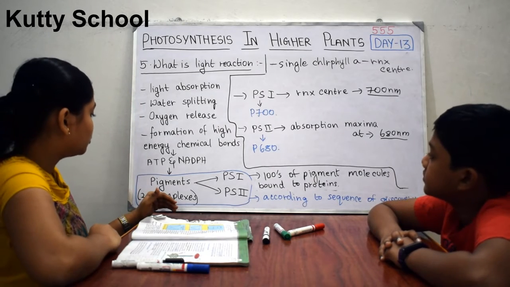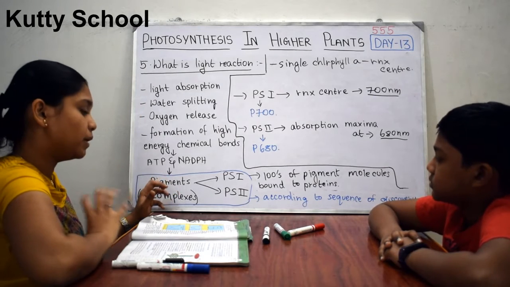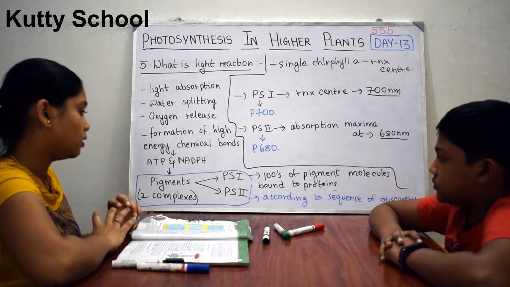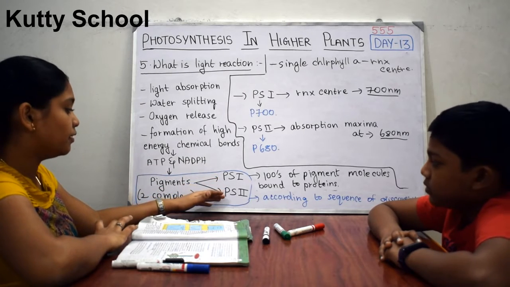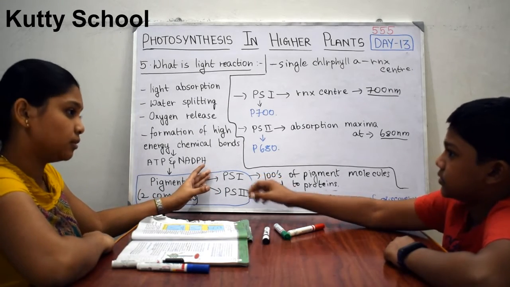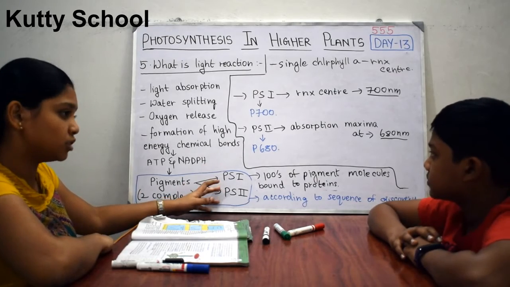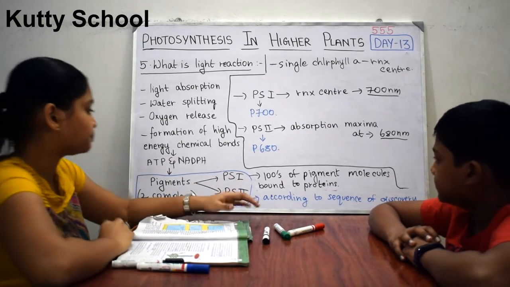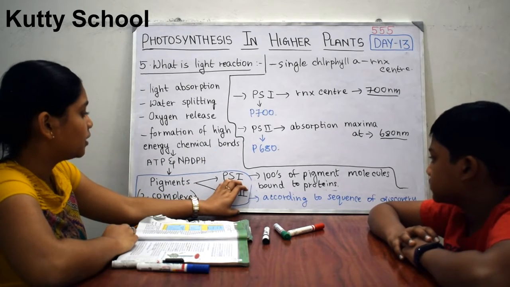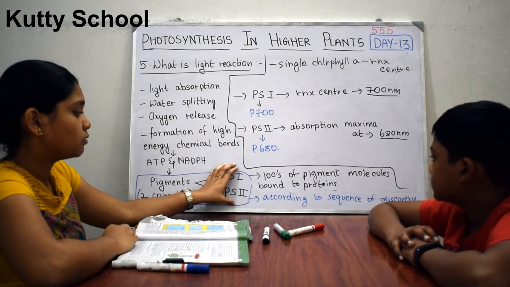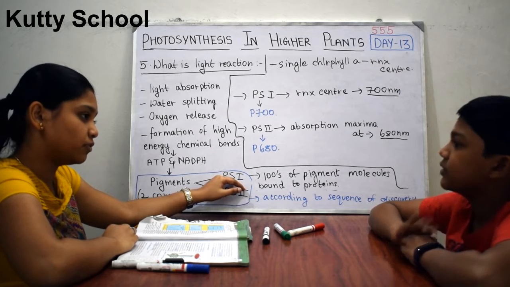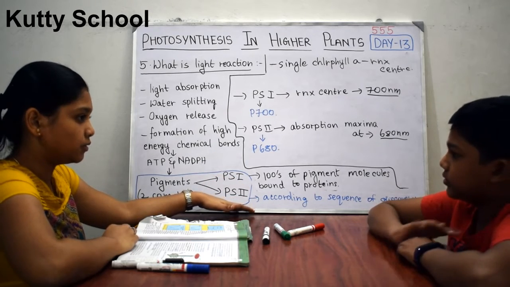Generally, the pigments are grouped into two complexes, photosystem 1 and photosystem 2. They are called photosystems because each is a complex. These two are named according to the sequence of discovery. Photosystem 1 was discovered first and photosystem 2 was discovered after.